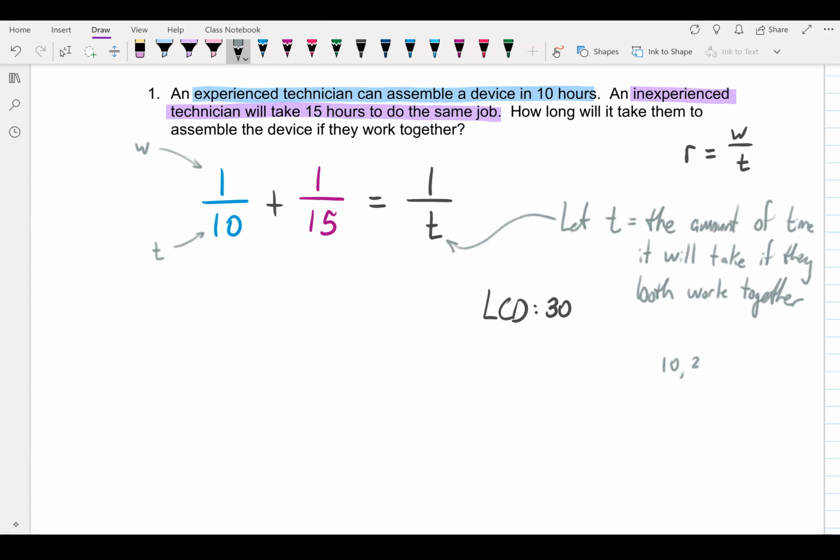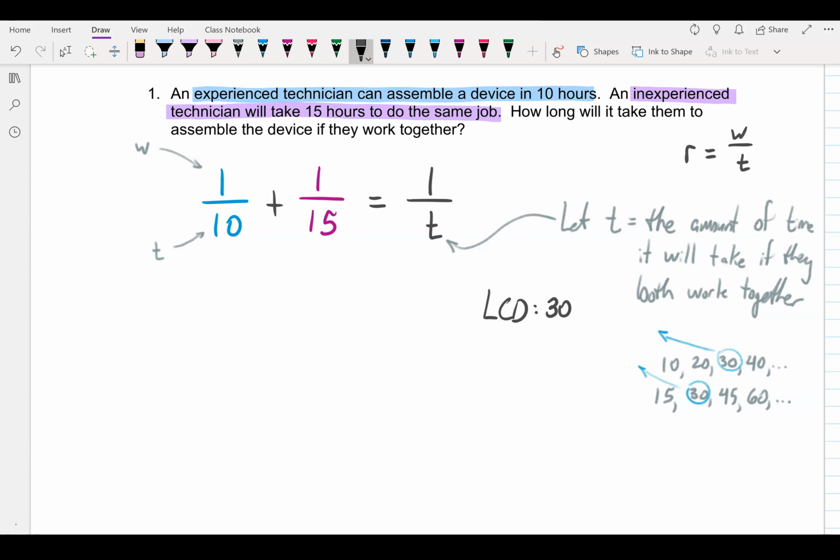10, 20, 30, 40, 15. What are the multiples of 15? We got 30, 45, 60. What's in common? You got a 30. That's why that comes out in the LCD. 30 is the lowest common multiple.